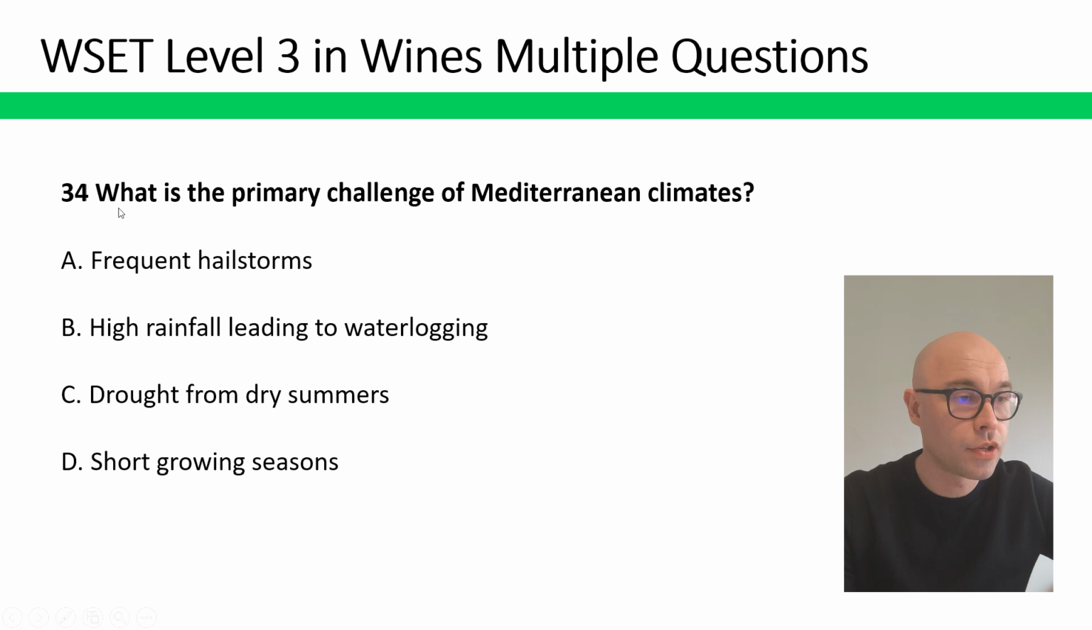What is the primary challenge of Mediterranean climate? Frequent hailstorms, high rainfall leading to waterlogging, drought from dry summers, short growing season. The correct answer is C, drought from dry summers.